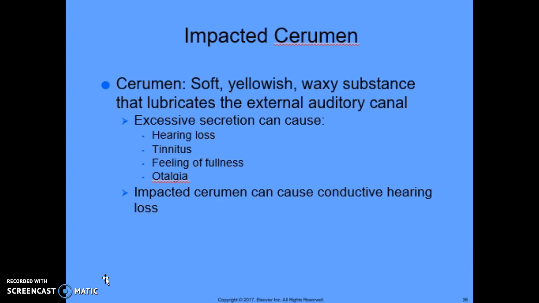How is impacted cerumen removed? Well, we just talked about that. It can be done by softening the wax with oily drops, such as carbamide peroxide, and then irrigating the ear with warm water until the plug is removed. And so ear irrigation or ear lavage can be done with or without that drop to soften the wax.